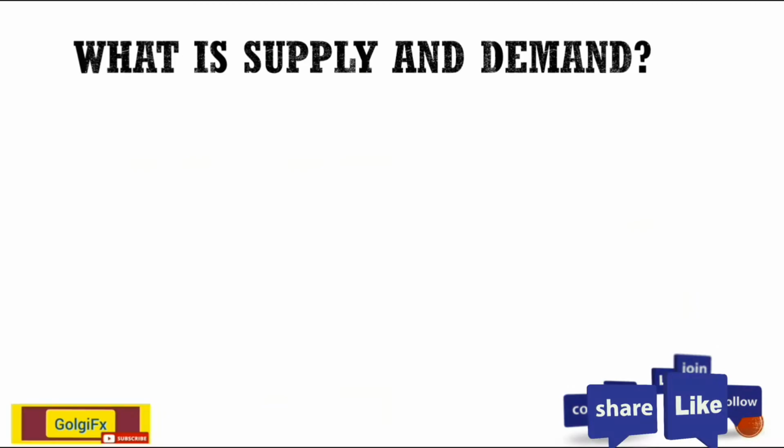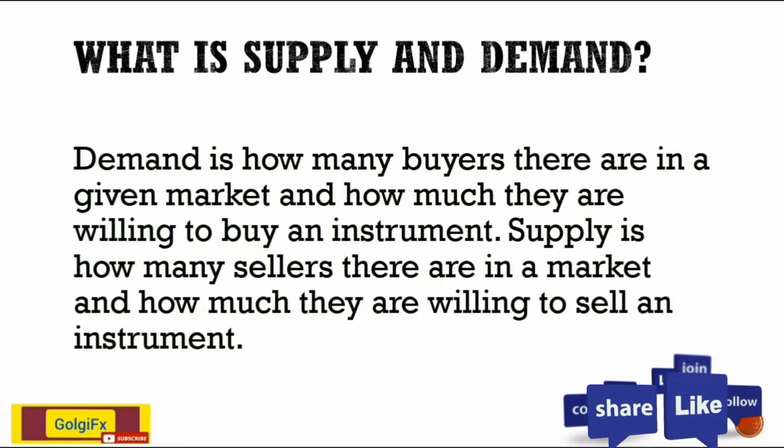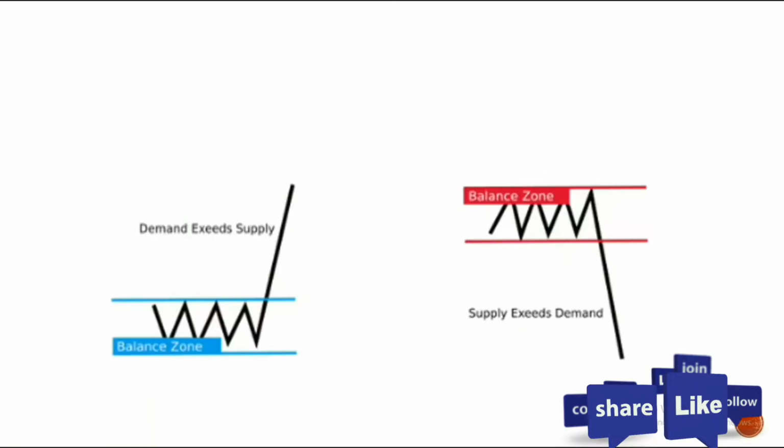What is supply and demand? So in short, demand is how many buyers there are in a given market and how much they are willing to buy an instrument. And also, supply is how many sellers there are in the market and how much they are willing to sell an instrument.